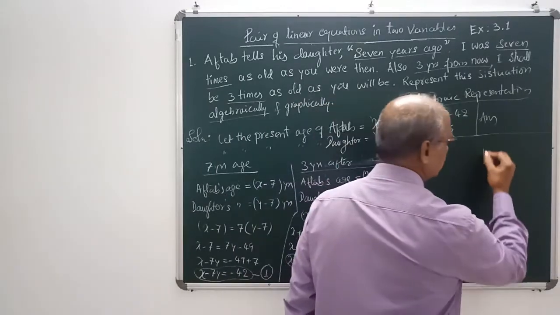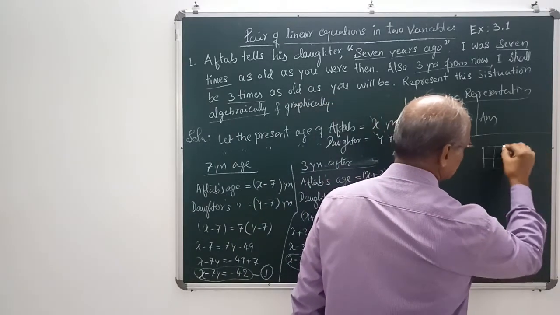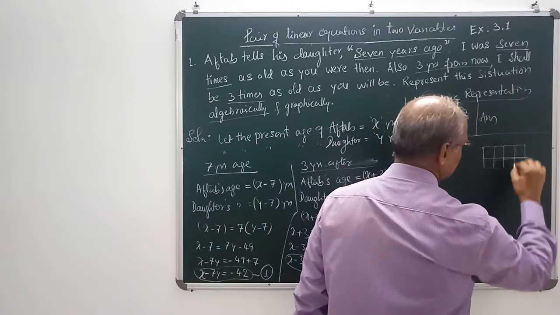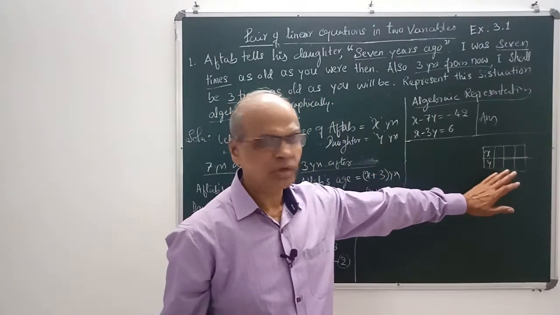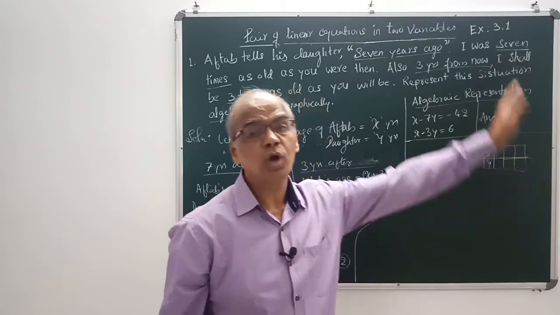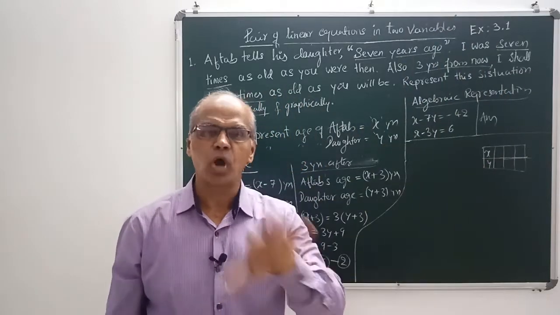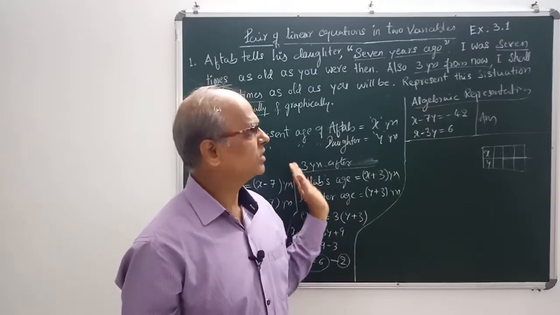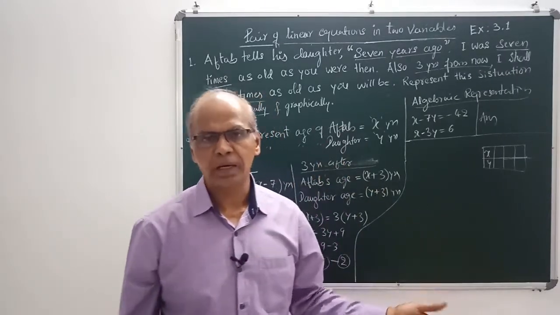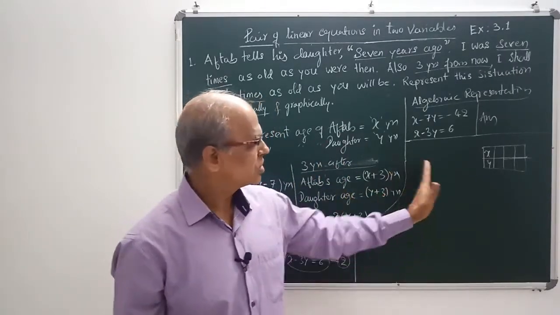Tabulate means you have to make the tables, right? X and Y. So you have to find the X and Y coordinates. Then you have to take the graph sheet and plot the points. Then draw the graph line. You will come to know whether the lines intersect or are parallel or whatever it is. Understood? So this is what we have to do.